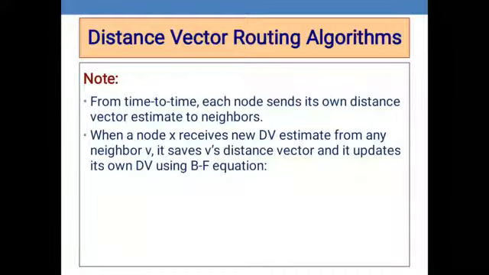When a node X receives a new distance vector estimate from any neighbor V, it saves V's distance vector and it updates its own distance vector using the Bellman-Ford equation.